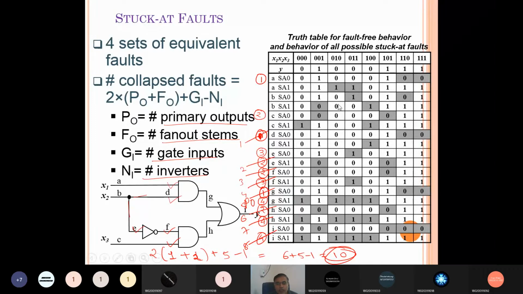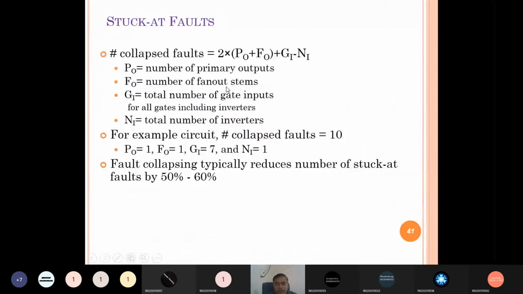Is it clear how to find the collapsed fault links? It is very easy.